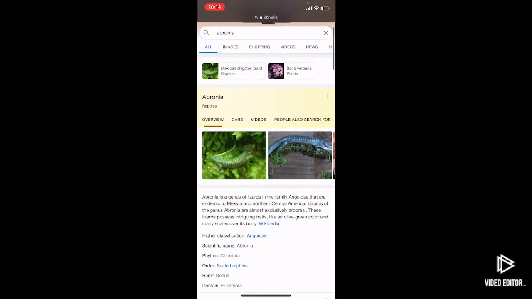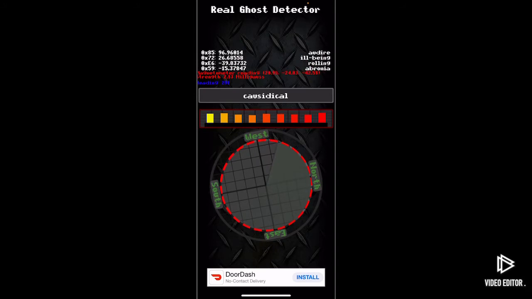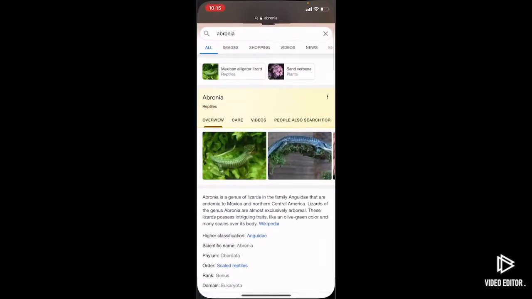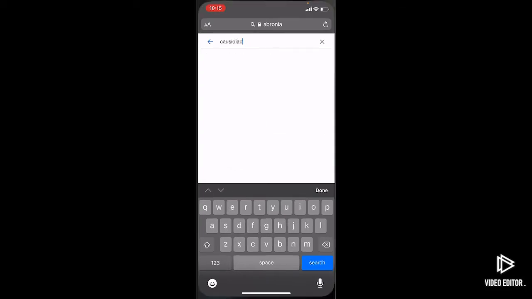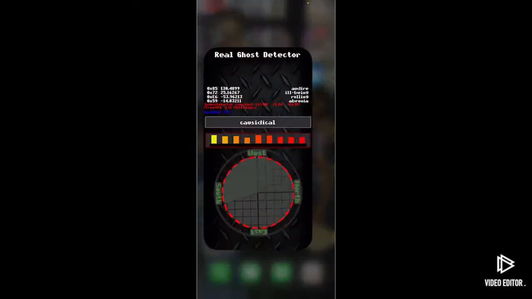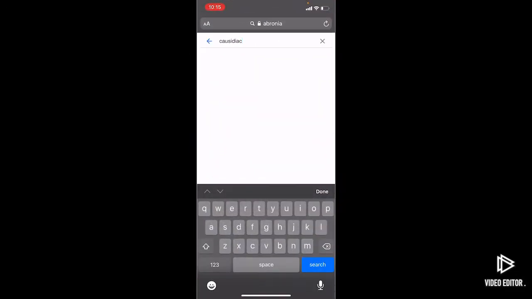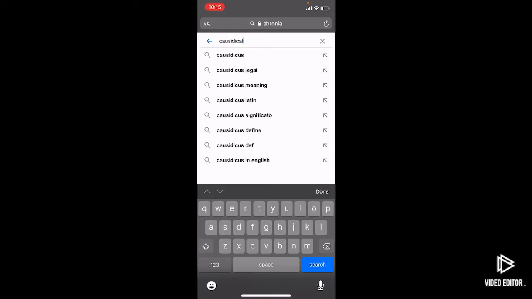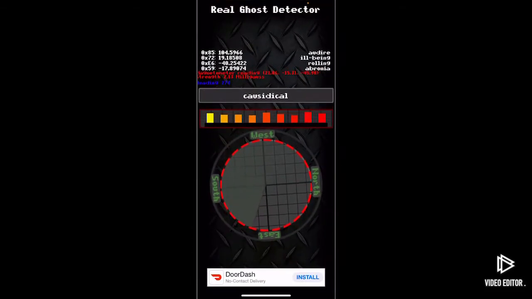Okay, so lizards. All right. Abronia. You know what? Oh, what? Okay, what is that? I have no idea what that even means. Causadical. Let's see, causadical. Make sure I'm spelling that right. Causadical. Okay, it doesn't even appear to be a word. Causadical.